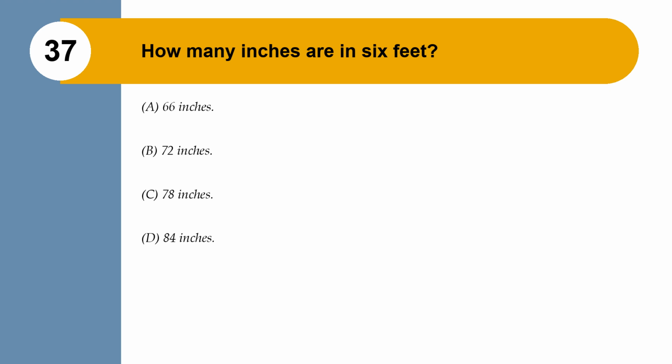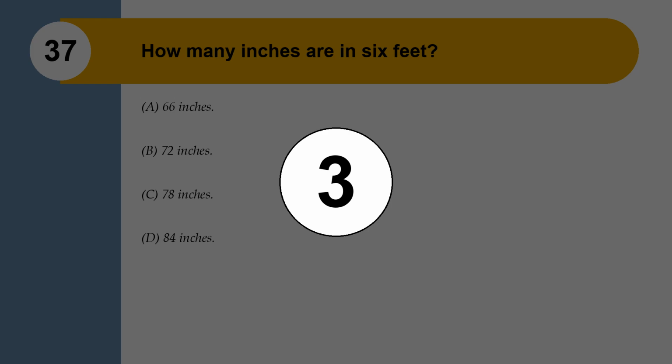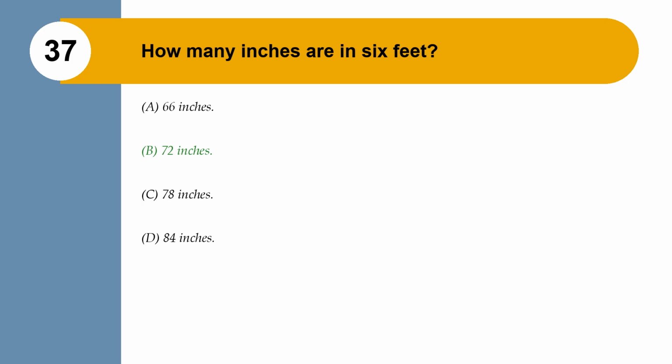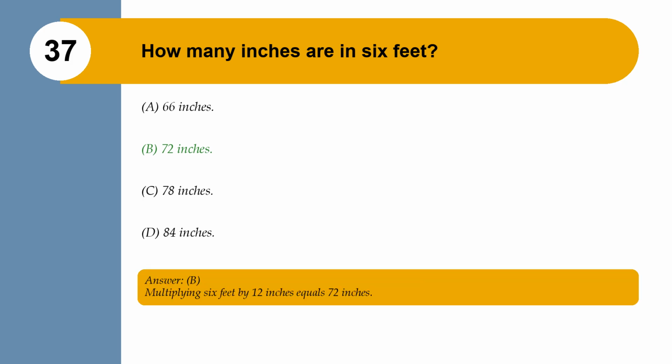Option A, 66 inches. Option B, 72 inches. Option C, 78 inches. Option D, 84 inches. The correct answer is option B, 72 inches. Explanation. Multiplying 6 feet by 12 inches equals 72 inches.